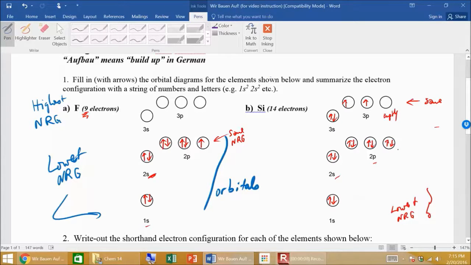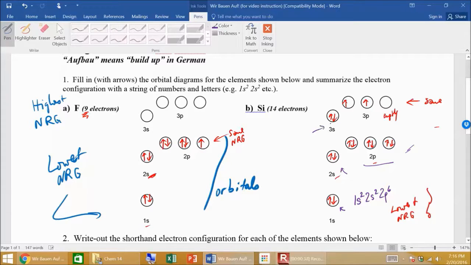Now, once I have drawn the picture here, I am going to summarize the picture with a string of letters and numbers. I start at the bottom here with 1s. I say there are 2 electrons living there, 1s2. Here's the next one. It's the 2s orbital. 2 electrons are living there. 2p I can lump all together. How many total electrons? 6.